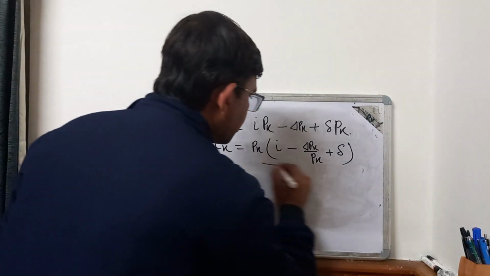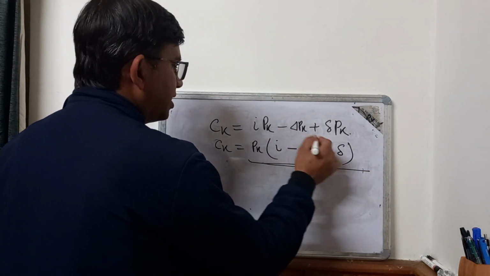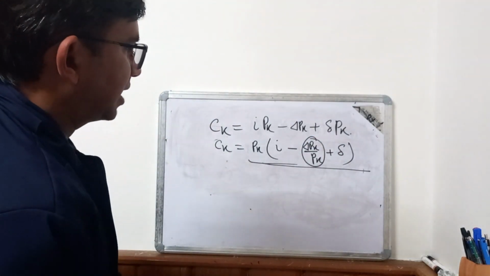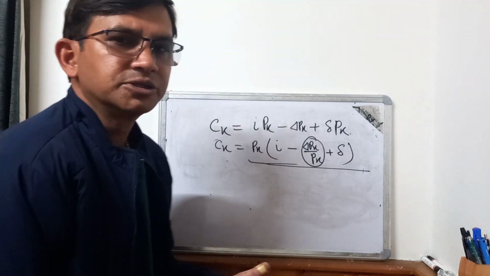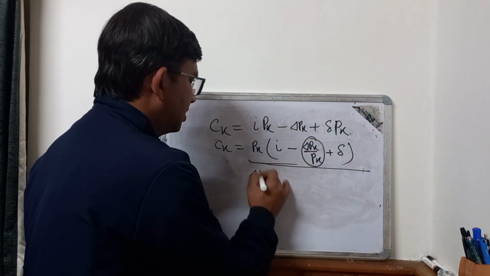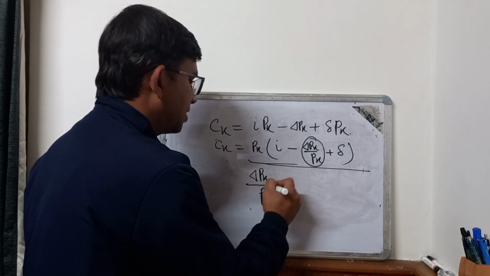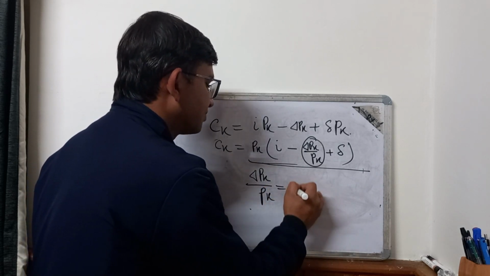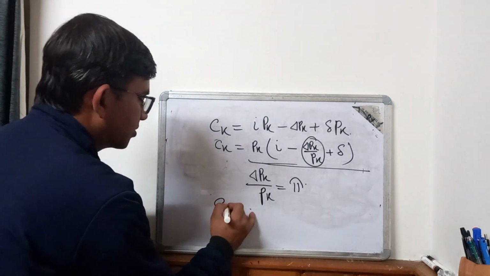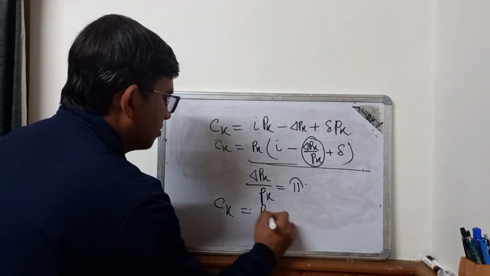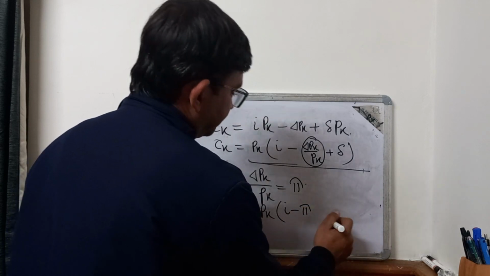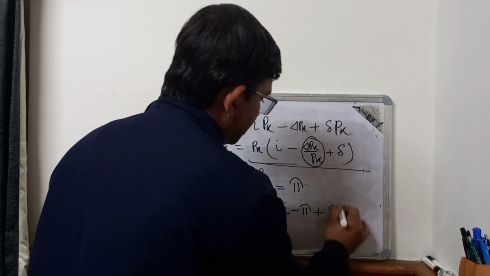Now if we see this equation, what do we find? Delta PK by PK is the rate of change in price of capital, and this happens due to inflation. So we can write that delta PK by PK, rate of change in price of capital, is equal to the inflation rate in the economy. So cost of capital becomes price of capital multiplied by nominal interest rate minus rate of inflation plus delta.